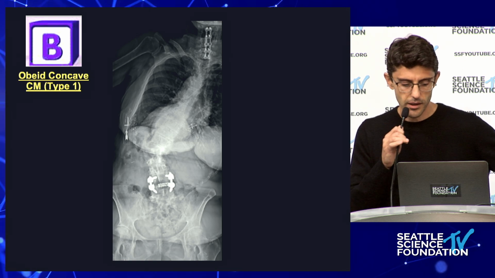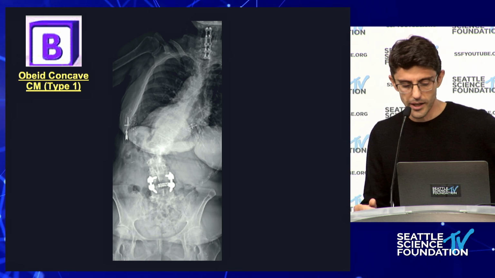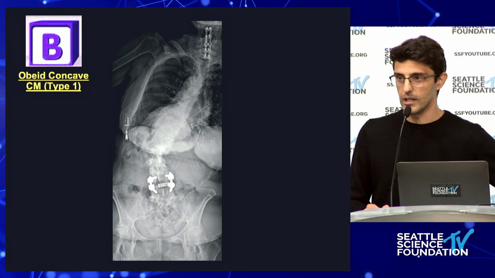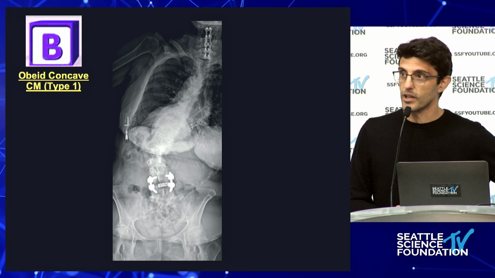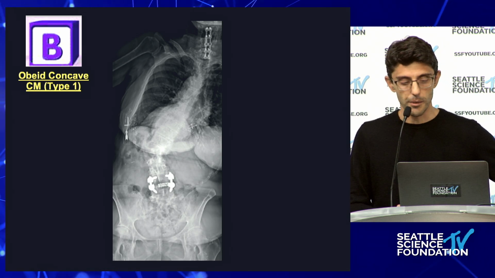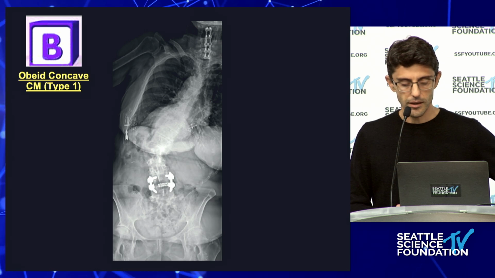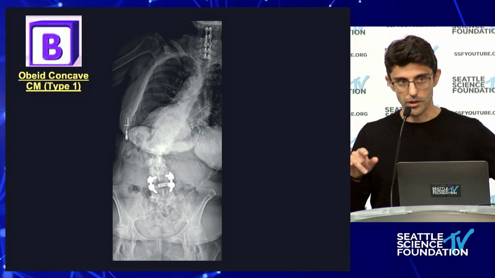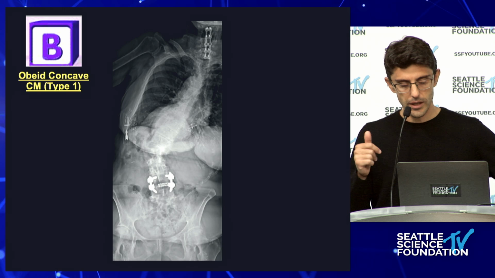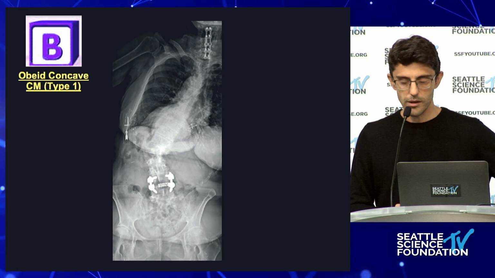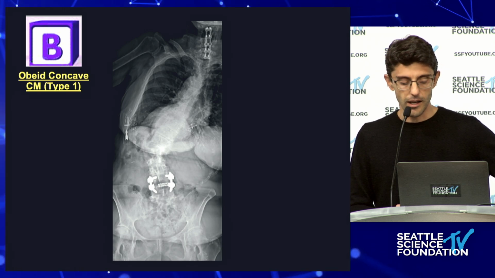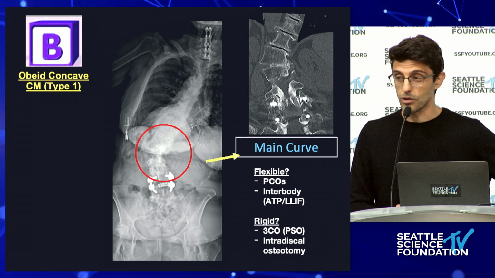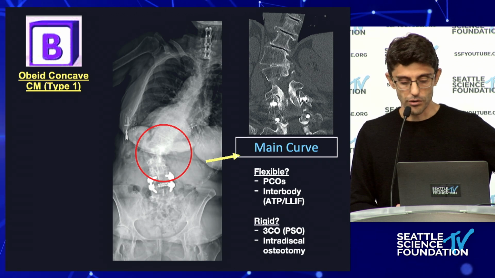Another patient of mine, a mid-70-year-old lady, prior L4 to 5 TLIF, presented with very, very severe coronal decompensation to the right. Again, the trunk shift is ipsilateral to the concavity of the curve. And so this is an Obaid type 1 or a Bow type B. And we want to focus all of our correction on the main lumbar curve.